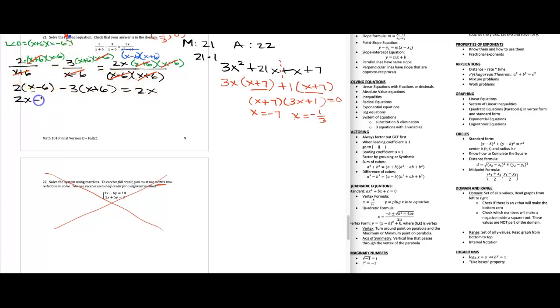So 2x minus 12 minus 3x minus 18 equals 2x. Let's combine our like terms together. So that's negative x minus 20. All right, if I'm putting this with that and these together, then equals 2x. Well, let's get our x's all on one side, so let's get our x over here. So now I get 20 equals 3x.